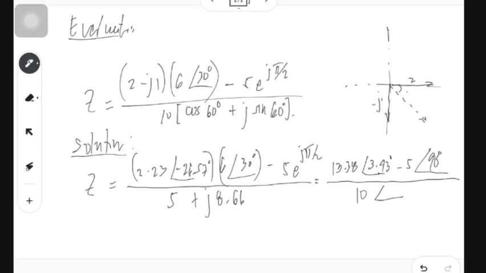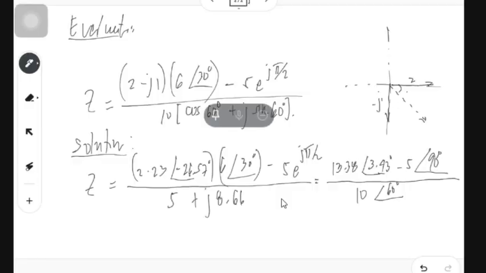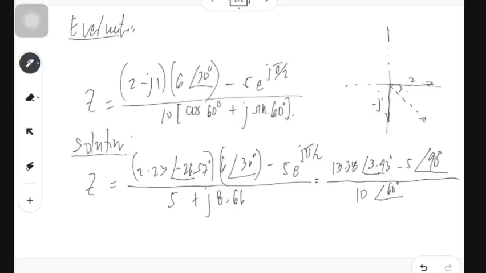Actually, ganito na lang yan eh. Pwede ka na nga, when you look at the problem, 10 cosine of 60 plus j sine of 60 is in trigonometric form. Converting this into polar form, that is 10 bar angle of 60. Hindi mo na kailangan i-convert into rectangular eh. Since we are in division, no? Do you follow? So you can omit this part.